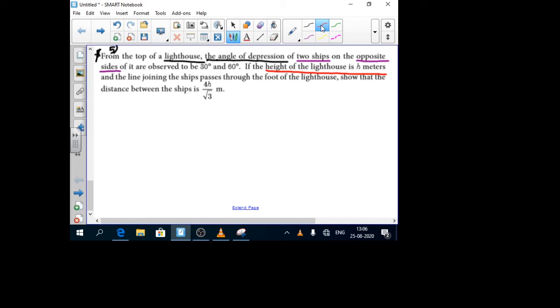First, they give a lighthouse. So here I draw the lighthouse. On opposite sides of the lighthouse, there is one boat, and there is another ship. So I mark like this. From the top it is depression, so I draw angles like this, the same on the other side also.